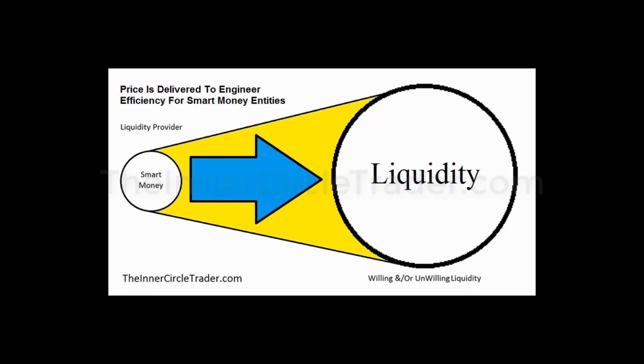When we trade, we look at the marketplace to provide clues in which the smart money is going to be utilizing the liquidity that's made available, for willing or unwilling liquidity in the form of the funds and uninformed money. You have to think like that liquidity provider. Price is delivered to engineer efficiency for the smart money entities only.